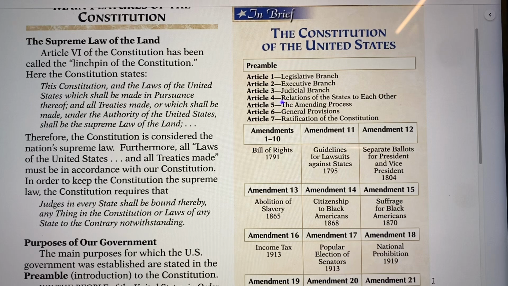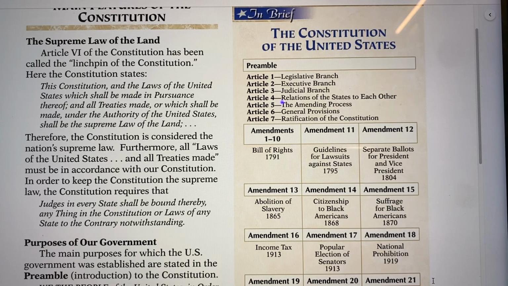The first 3 have to do with the branches and the qualifications. The next has to do with the states. The next has to do with amendments, making amendments or changes in the Constitution. The 6th is the linchpin of the whole thing, the supreme law of the land. And then, of course, Article 7, which just says how the Constitution is ratified.